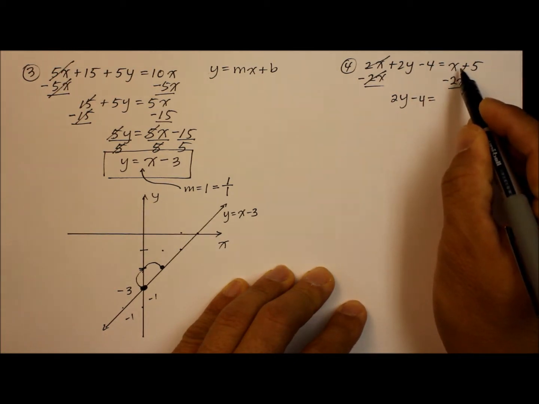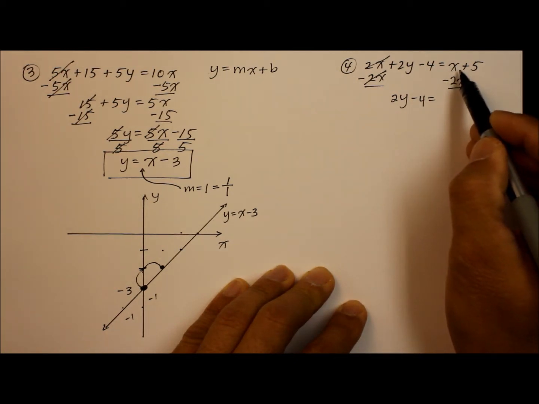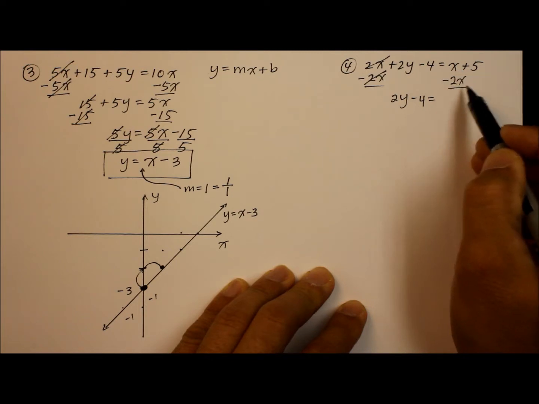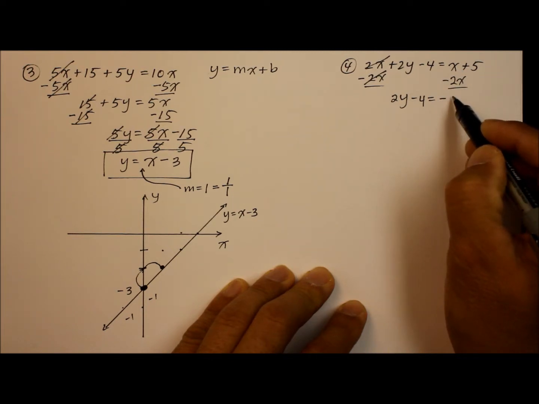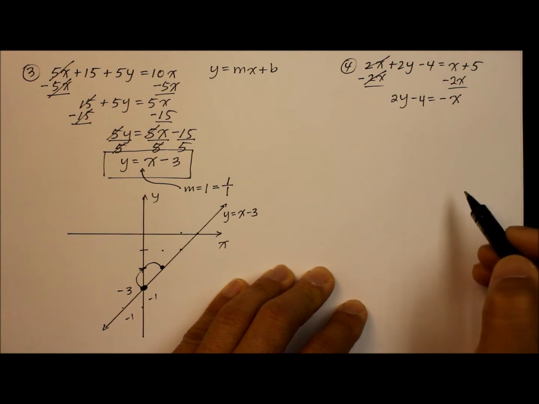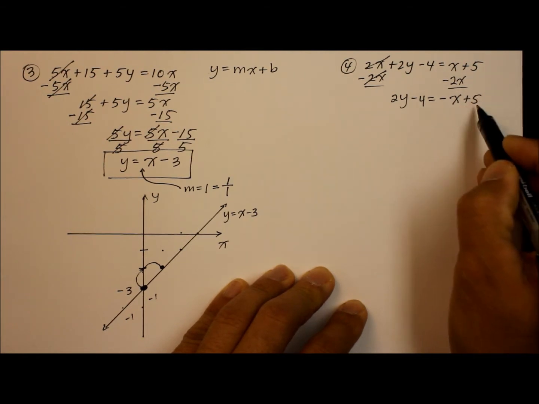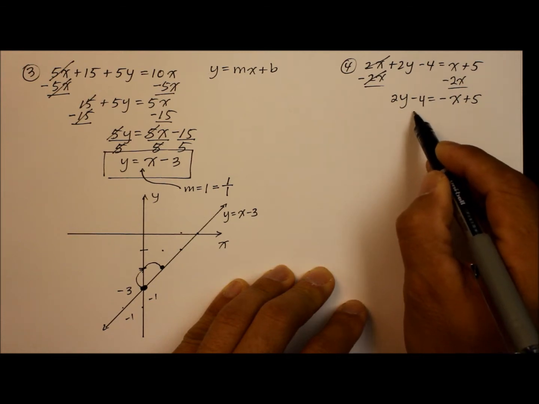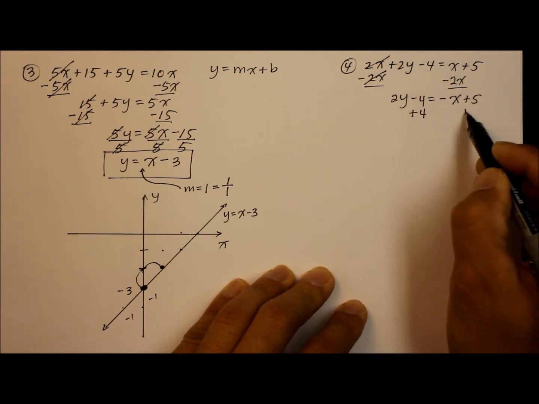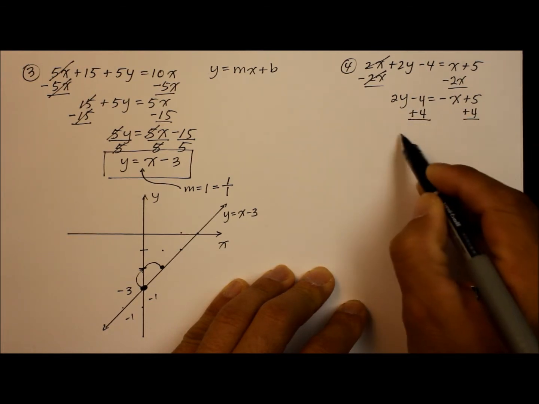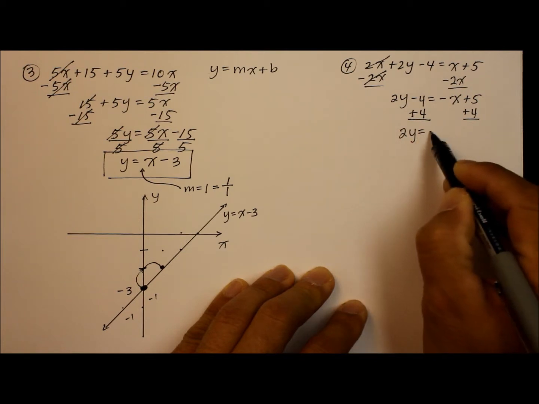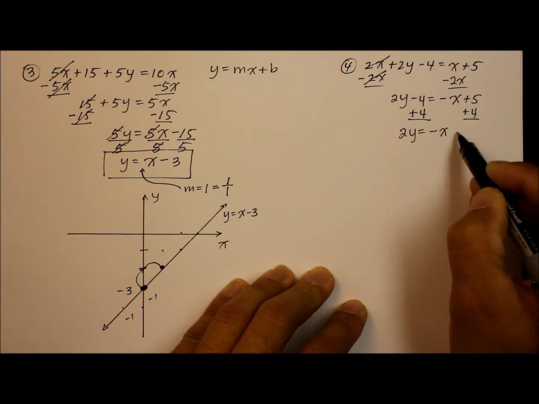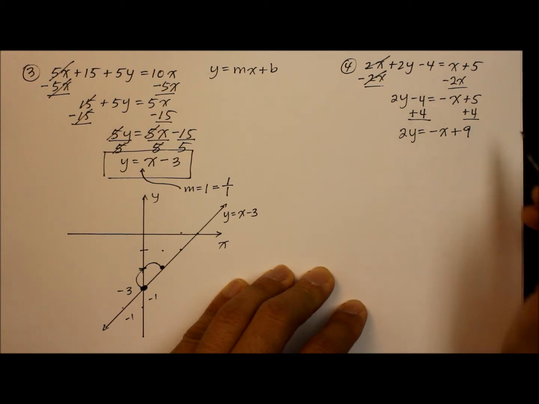Combine the x's first. It's like saying 1x, take away 2x, you owe somebody 1x, negative 1x. Plus the 5 we haven't done anything with. And now 2y minus a negative 4, you go on that side. So you do the additive inverse and line them up with a like term. So you got 2y is equal to negative x. 5 plus 4, of course, is 9.